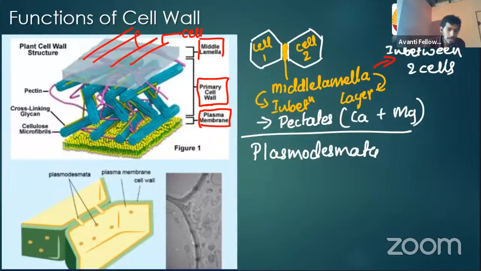Okay. So as you can see here, in between two cells, a channel-like structure will be there. This channel will help in the transportation of material from one cell to another cell. Primary cell wall will be there. Above that, below that, secondary cell wall and tertiary will come. Where are pectates present? In the middle lamella. Cell wall only.